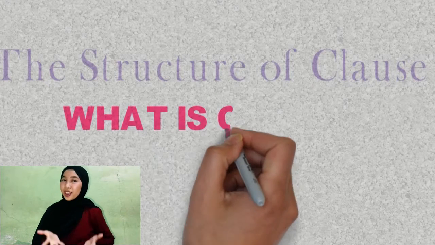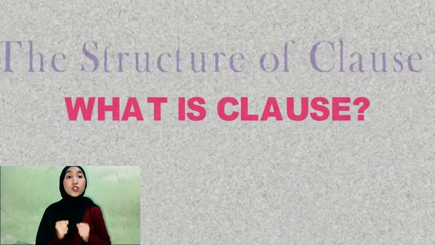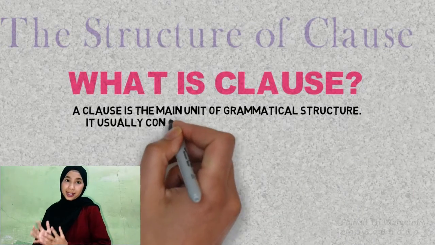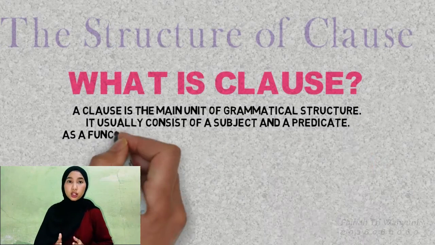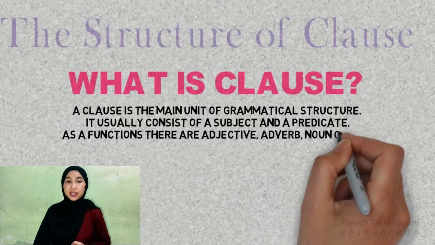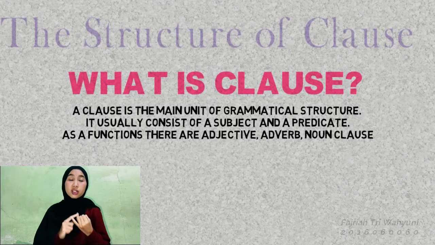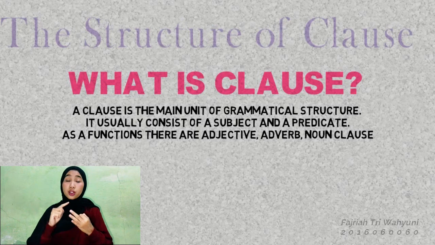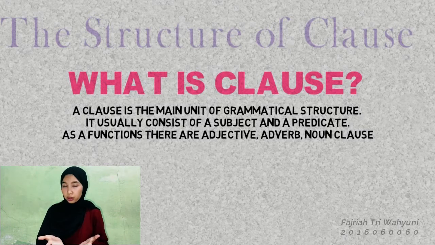So, what is a clause? A clause is the main unit of grammar. It consists of a subject and a predicate. As a function, clauses have three types. The first is the noun clause, the second is the adjective or relative clause, and the third is the adverb clause.